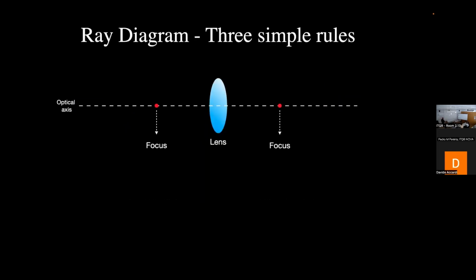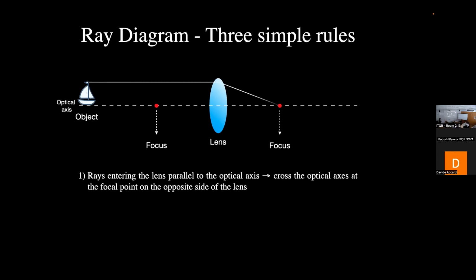Now, in ray optics, there are three simple rules that you need to remember. Very simple. So the first one is that if you have an object and there is some light coming from this object, the object is very far away from the lens, and there is light traveling parallel to the optical axis. So as you learned, the light will actually pass through the focus, the back focal plane of the lens. So the focus behind the lens.